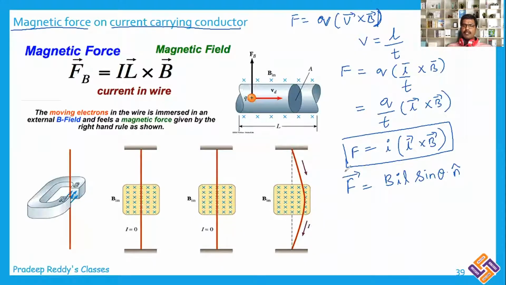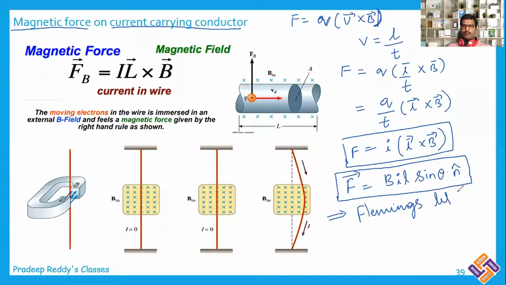This is the force acting on the current carrying conductor, and the force experienced by this current carrying conductor is given by Fleming's left hand rule, same as what we have done in the case of F is equal to qvB. You can take the same thing here also. This is the left hand rule, Fleming's left hand rule.